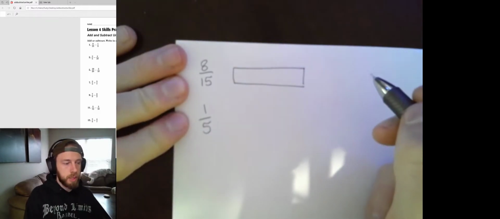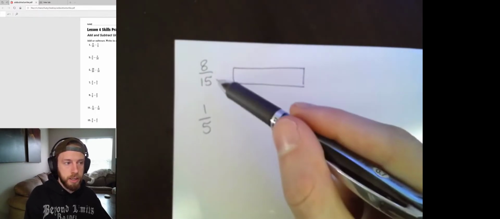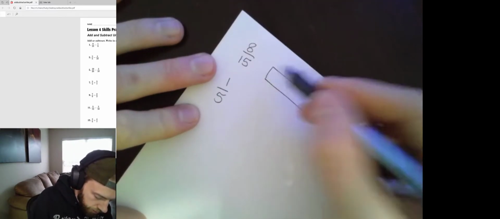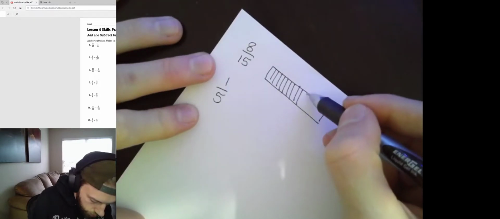If we were to visually represent that, we would have to show 15ths, right? Because we talked about this yesterday. The denominator is how big the pieces are. So if you take a whole object here, we split it into 15ths. I'm just going to try my best here. That should be 15, right? So if we split it into 15ths, so we're talking about 8/15ths, then that would be 1, 2, 3, 4, 5, 6, 7, 8/15ths right there. Pretty simple.